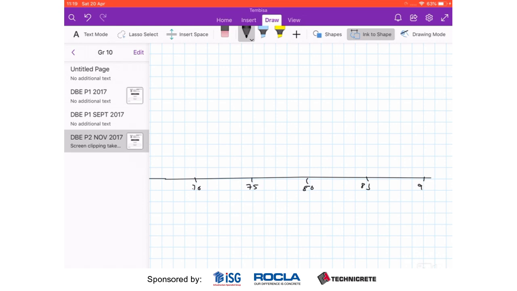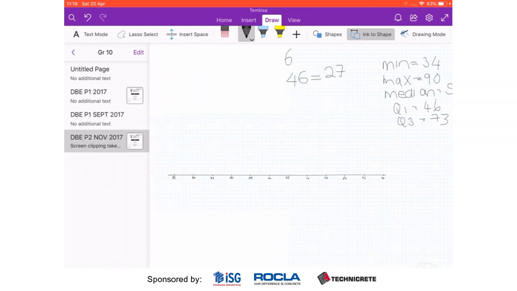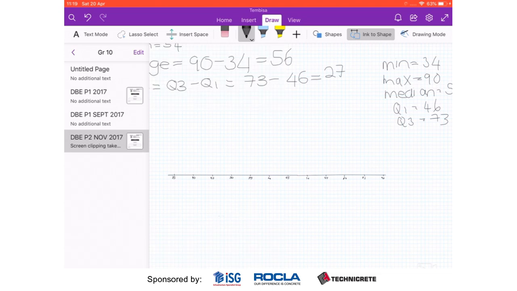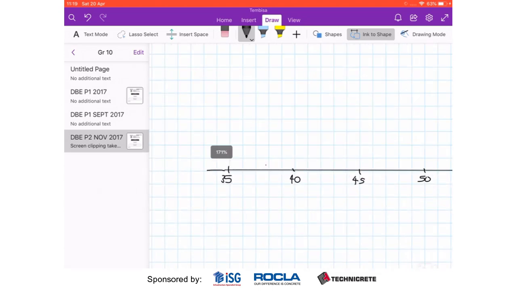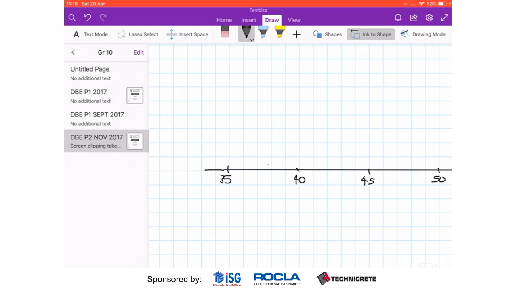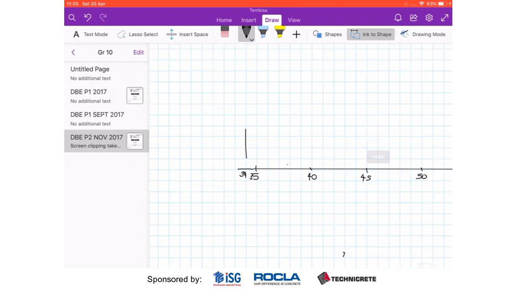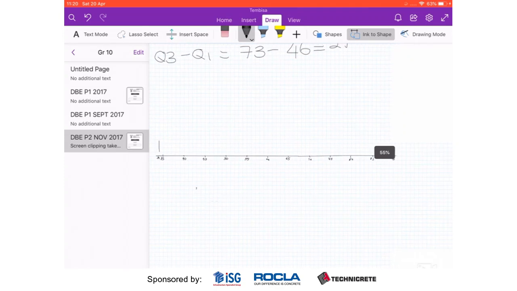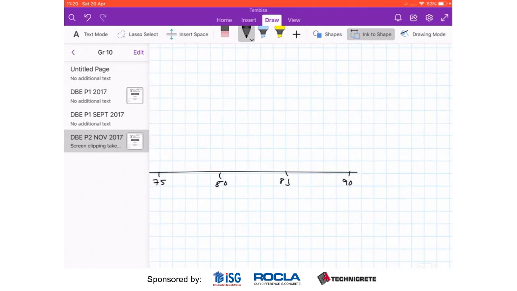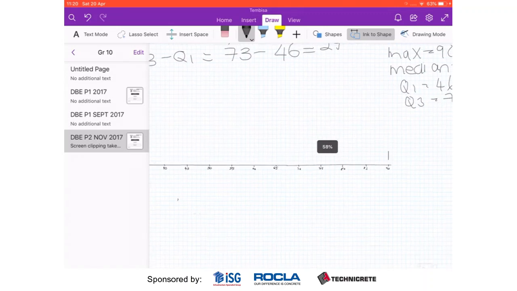We made it to 90. It's quite a long line. Obviously in your book it might look a bit smaller. So we said minimum was 34. So here is my minimum, and we can label it 34. Maximum is 90. We can make quite a big box and whisker so it's visible.